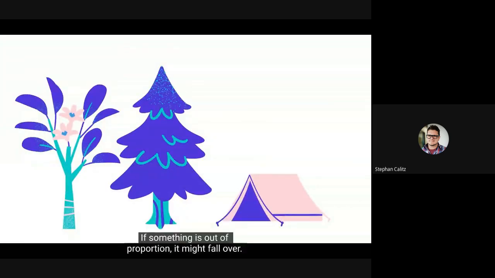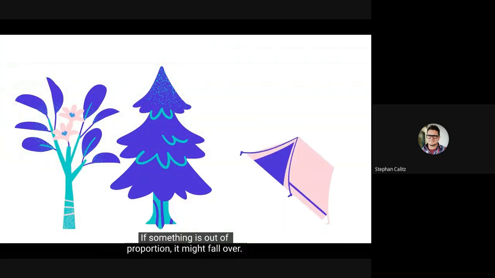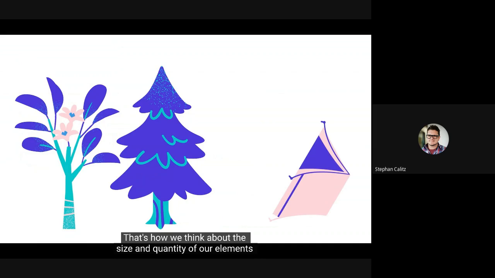If something is out of proportion, it might fall over. That's how we think about the size and quantity of our elements and how they relate to each other. This stops our design feeling heavy, lopsided, or generally off.